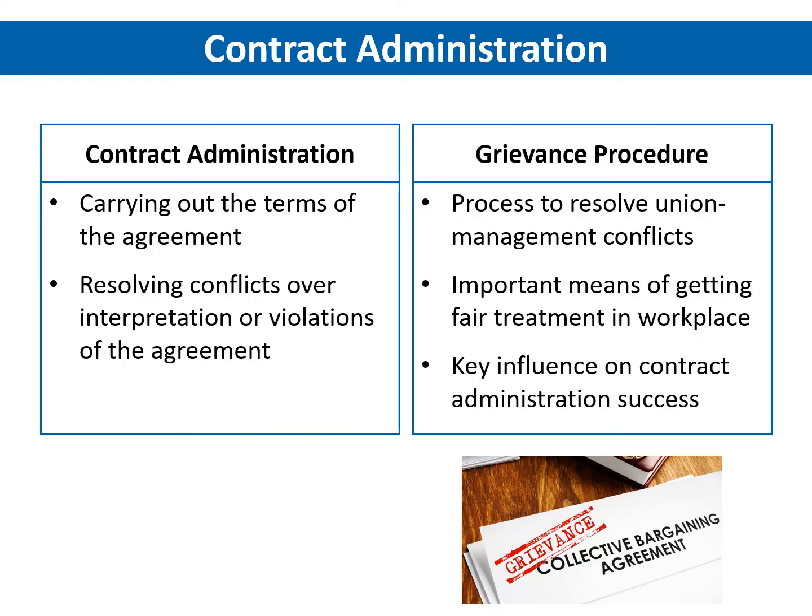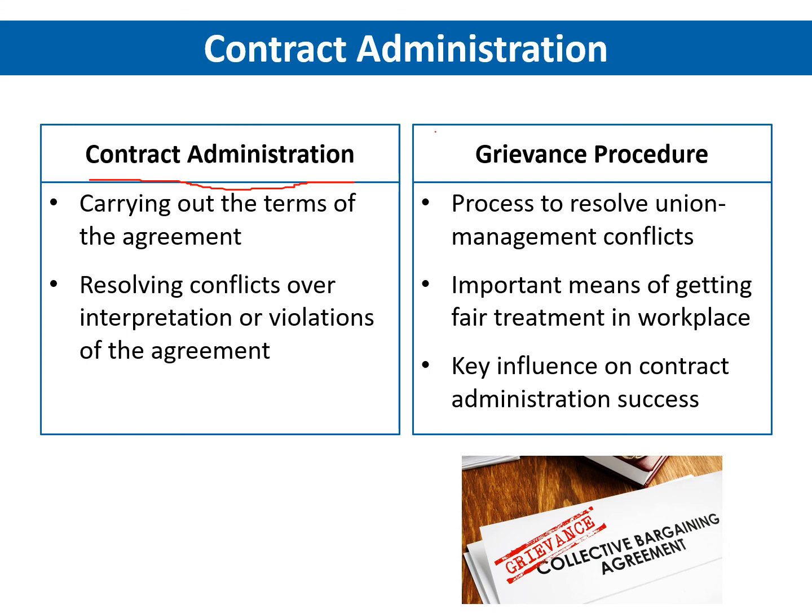Once an agreement is met, the union is responsible for contract administration, or ensuring that the terms of the agreement are carried out the way that they're supposed to be. Often this involves resolving conflicts over how the contract actually reads. Sometimes the union, the employees, and the employer will have different interpretations of language, and the union will work to help resolve these different interpretations.